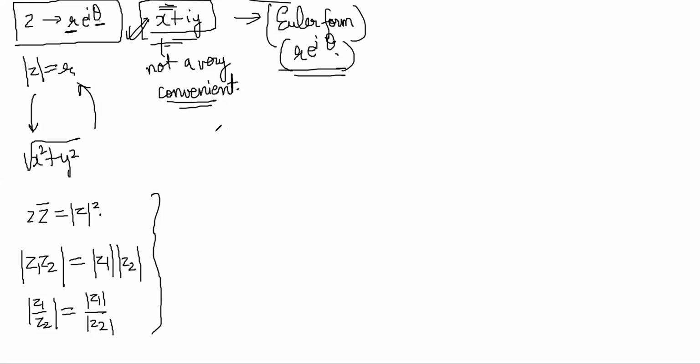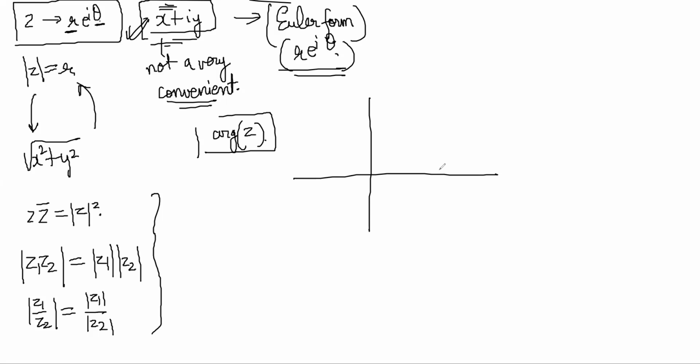Then argument. We had discussed argument while solving. The argument is the theta angle that comes in the complex number. And arguments are measured from this side generally.